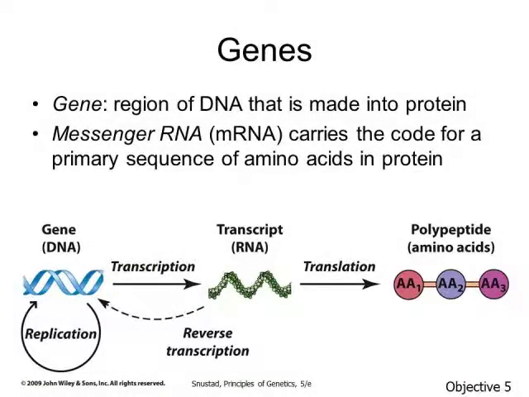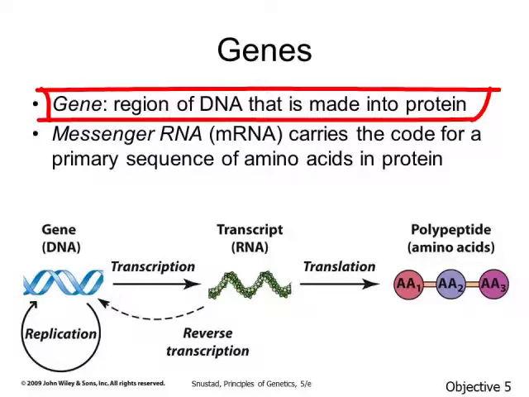Now we're going to get to some definitions. The first definition is probably the trickiest one, may even be the trickiest definition we have in this course. And that's, what is the definition of a gene? Well, it says here on this slide, and I'll take the rare step of actually reading it to you. It says here that a gene is a region of the DNA that's made into protein.